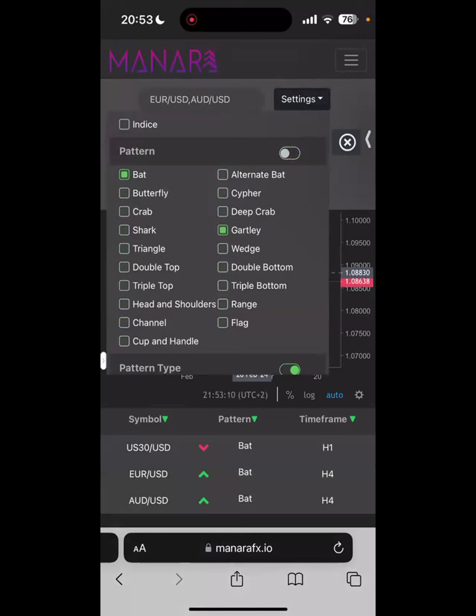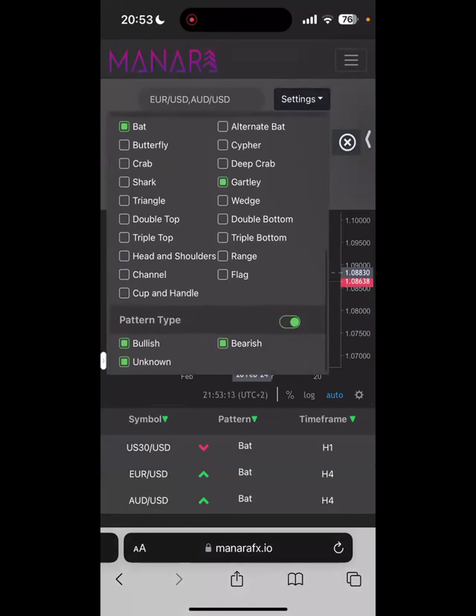So scroll, turn off unknown. You want to only take bullish and bearish. Now what does bullish mean? Bullish means buy. It's another word for buy. Bearish is another word for sell. So that's why our pattern type is bullish and bearish. We only want buys and sells. We don't want unknown, like anything. We want buys and sells alone. So click on settings back.